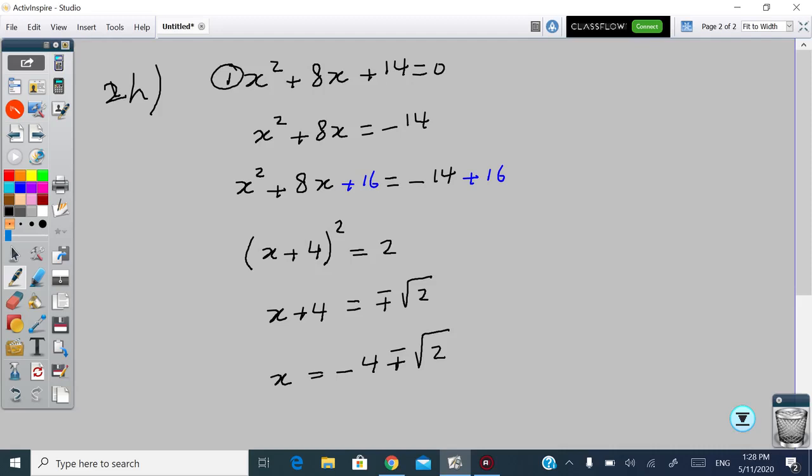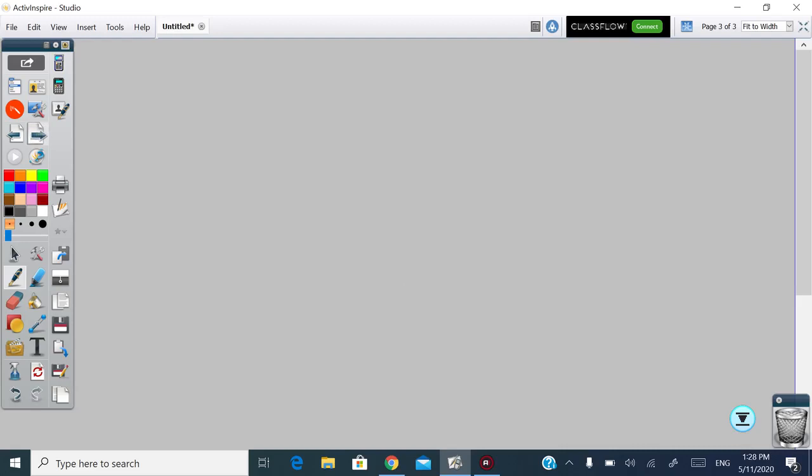Now, the new idea that I would like to present to you is the following. What if we have something like x squared minus 6x minus 5 is equal to 0? In this case, the only new thing that is different from the previous questions is that we have a negative with the x term. The x term is negative. So what we do is exactly the same process.